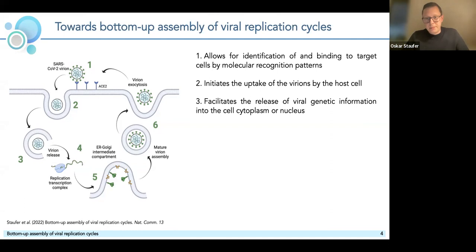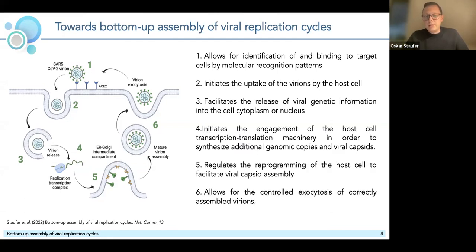which is essentially well connected with the third module that allows for the release of genetic information from a virus into the cytoplasm. And these first three modules are very distinct from the subsequent three modules, which are more based on the processes intrinsic to the host cell. The fourth module would initiate the engagement of the transcription translation machinery of the host cell in order to read the genetic information and reprogram the biochemistry and the cellular biology of the host cell in module 5 in order to induce the assembly of new viral capsids, which is then in the last step followed by the controlled exocytosis or release of newly formed virus particles into the extracellular space to initiate this viral replication cycle again.